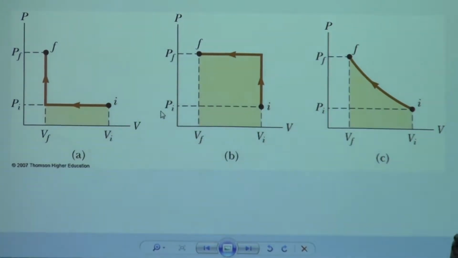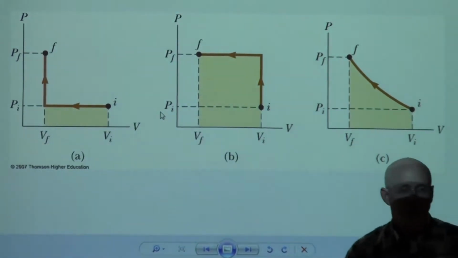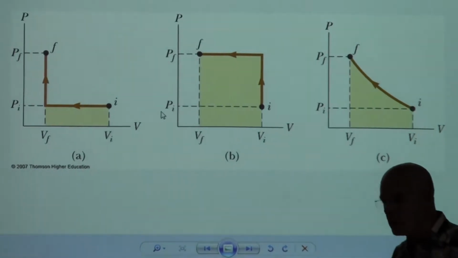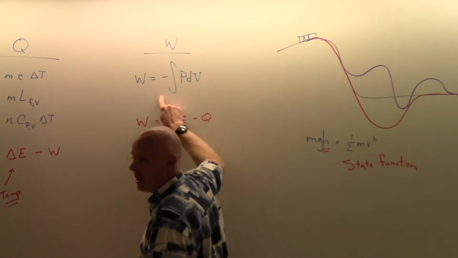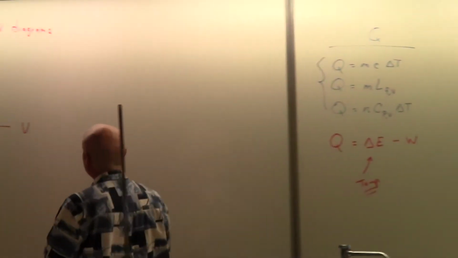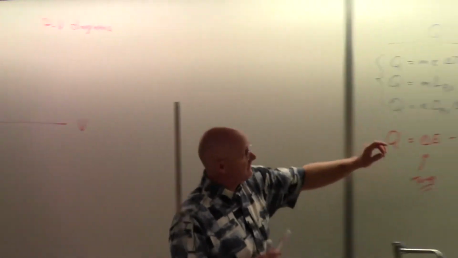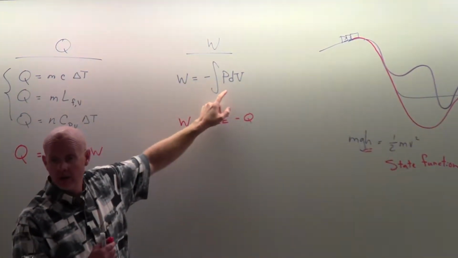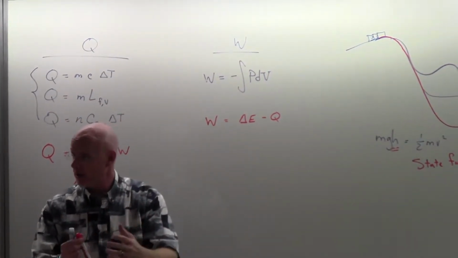Don't they all start at the same place? Don't they all finish at the same place? But is the amount of work the same? The question is, how much work? Well, again, let's look at a PV diagram. What is this equation telling you? Isn't that the area under the curve? Isn't this the vertical axis? Isn't this the horizontal axis? And so you're saying the work is the area under the curve.